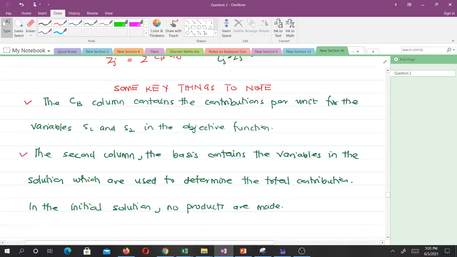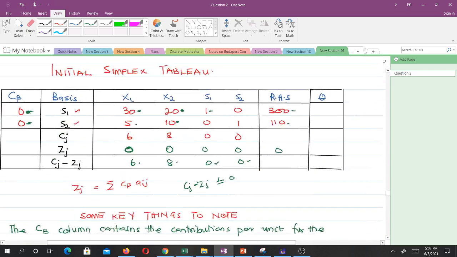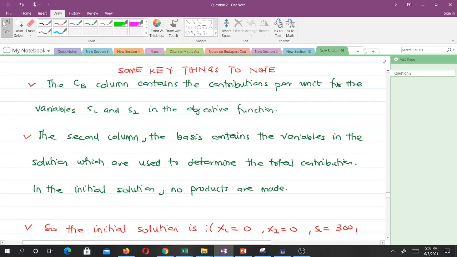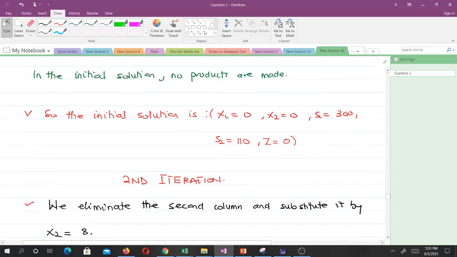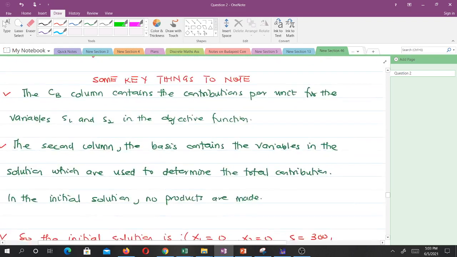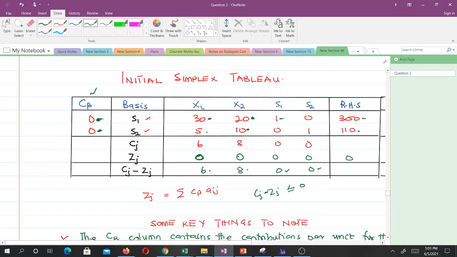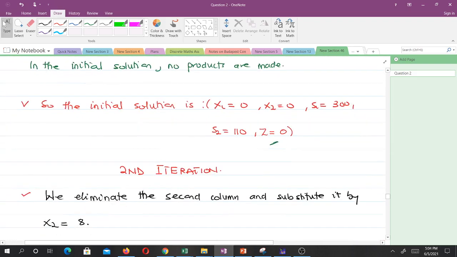So, some key things for you to note. The CB column contains the contributions per unit for the variables S1 and S2 in the objective function. I've explained that already. And the second column, the basis, contains the variables in the solution which are used to determine the total contribution in the initial solution, right? So the initial solution for this first iteration is x1 is 0, x2 is 0, S1 is 300, S2 is 110, and Z is 0, okay? The reason why it's so is because, when it comes to the basis, we can only find S1 and S2 here. We don't have x1, and we don't have x2, so automatically they are 0. And S1 here is the right-hand side, so it is 300. And the value for S2 in the first iteration corresponds to 110. And Z has 0. Okay, so that happens to be the initial solution.